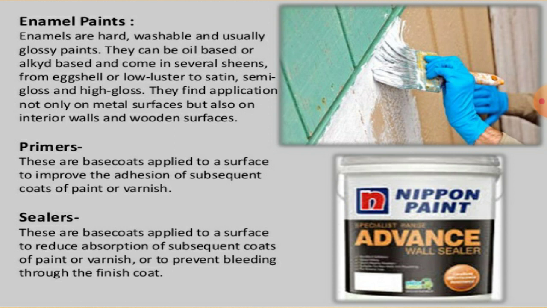Primers. These primer paints are base coats applied to the surface to improve the adhesion of the subsequent coats of paints or varnish. Next are the sealer paints. These are base coats applied to the surface to reduce the absorption of the subsequent coats of paints or varnish, or to prevent bleeding through the finish coat.